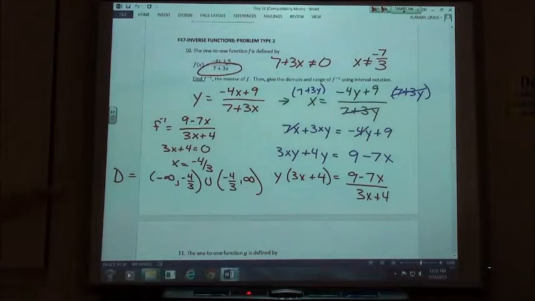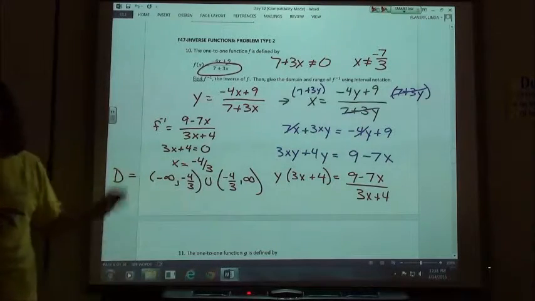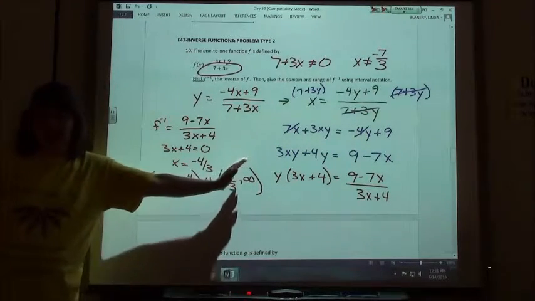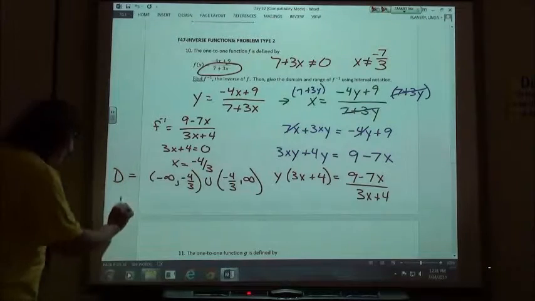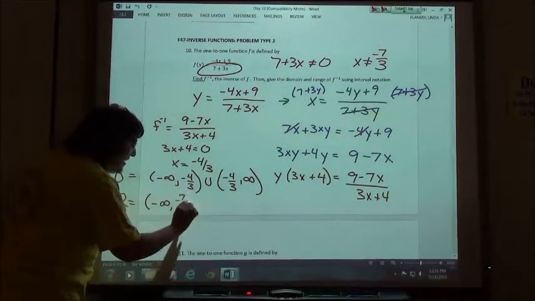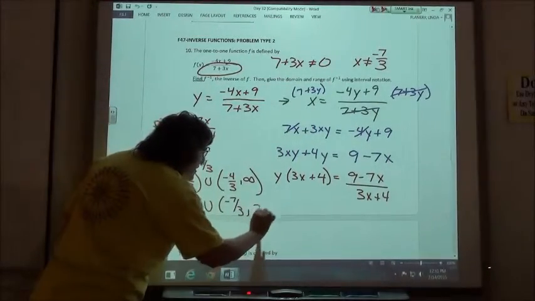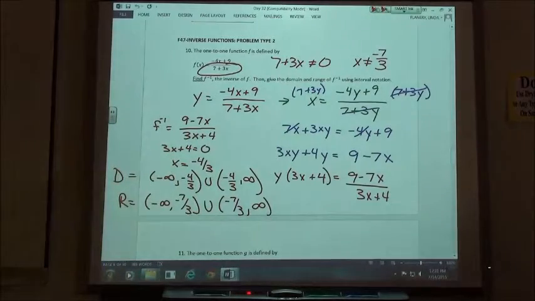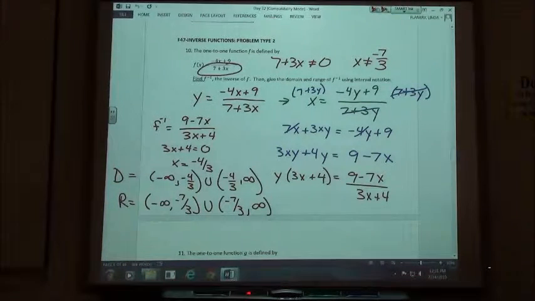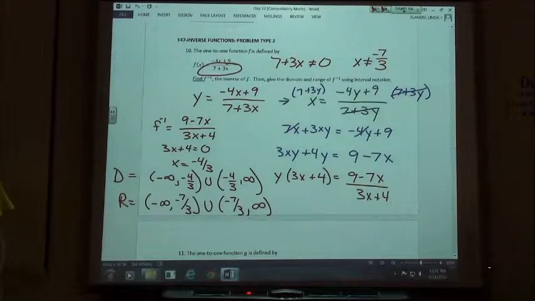So for my range, it's going to look like my domain, only I'm just going to change this number. I'm lazy. I highlight it, copy and paste. So my range is going from negative infinity to negative 7/3, and then from negative 7/3 to positive infinity. So all of those things will go in for your answers.